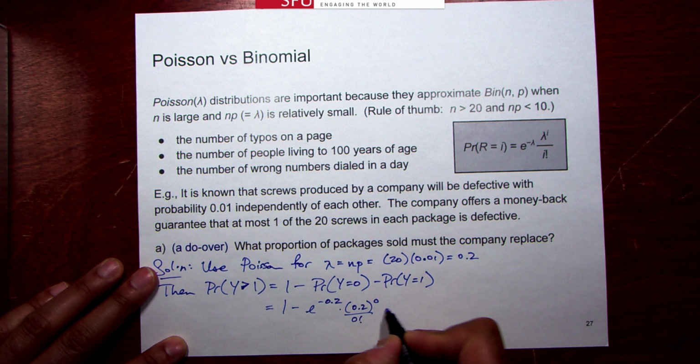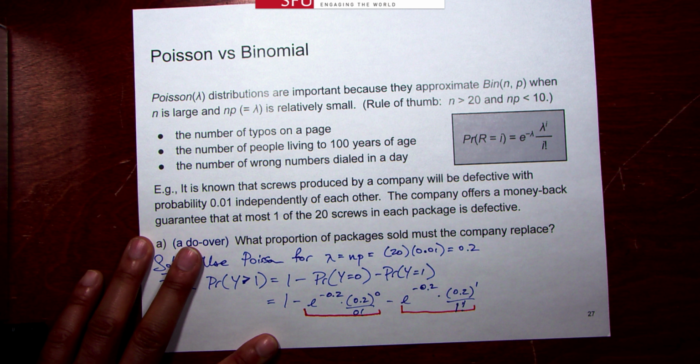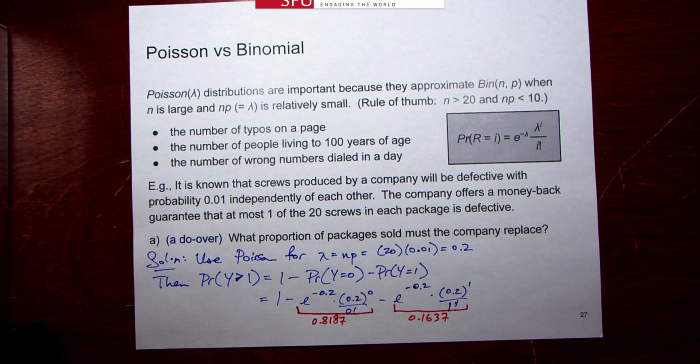And just for context, I'll show you the values here, because I showed you on the previous go-around what these ended up being for the binomial. So this was 0.8187, and this is 0.1637, which is, again, pretty close. And we end up getting this being 0.01752, which is not that far off from 0.01686.